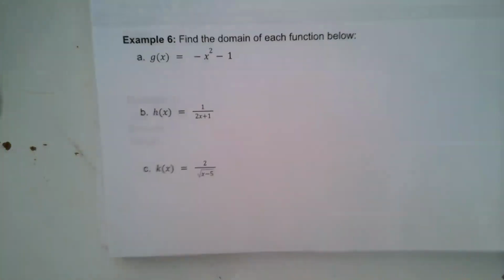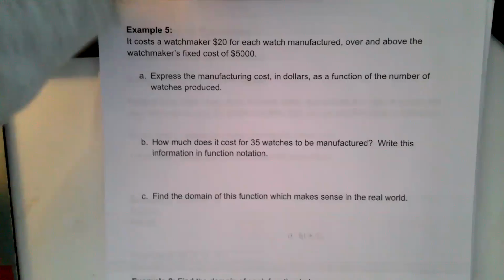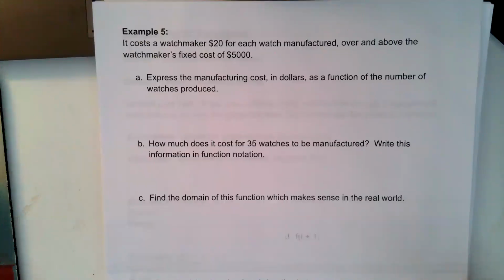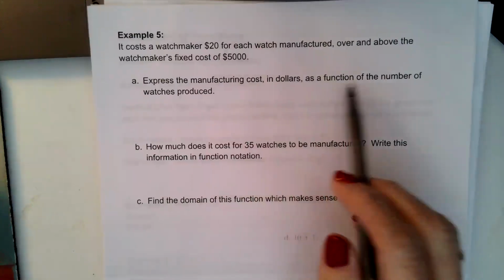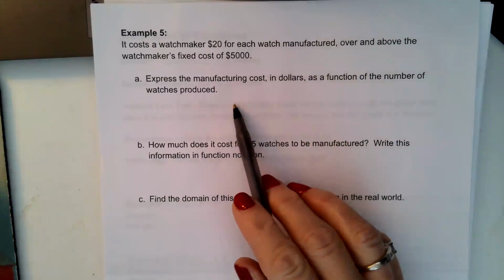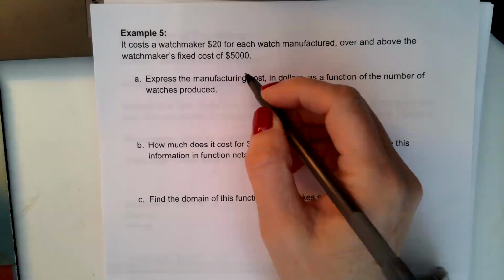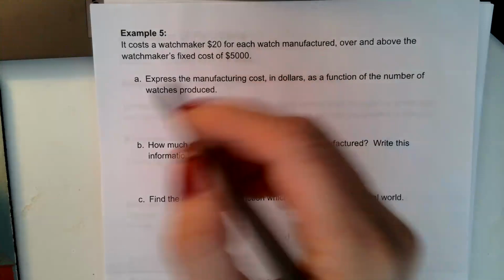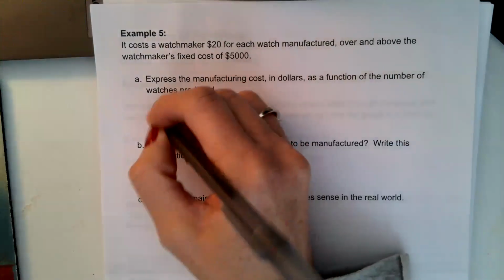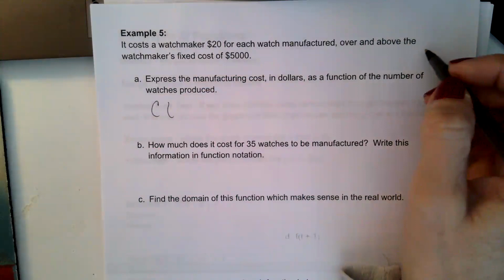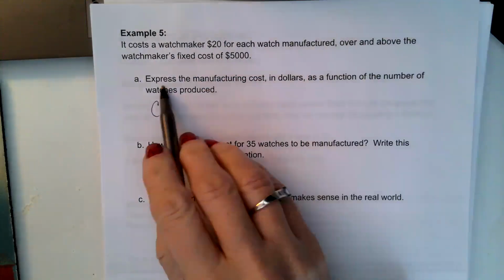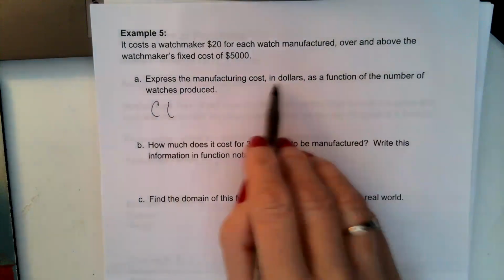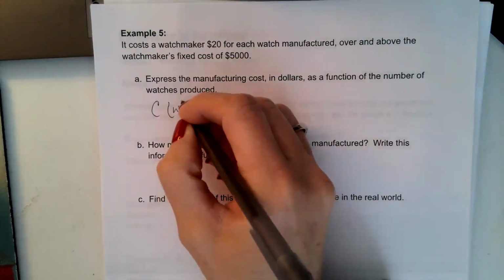Okay. That's fine. It says it costs a watchmaker $20 for each watch manufactured over and above the watchmaker's fixed cost of $5,000. Express the manufacturing cost in dollars as a function of the number of watches produced. So I'm going to call my cost C, and my input is going to be number of watches. So I'm going to say W for watches.